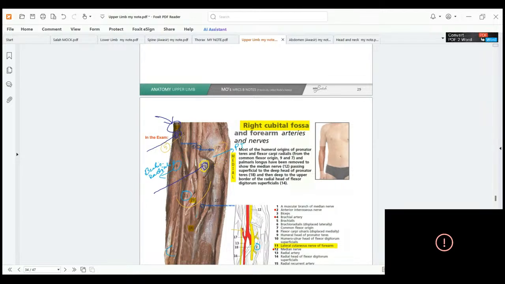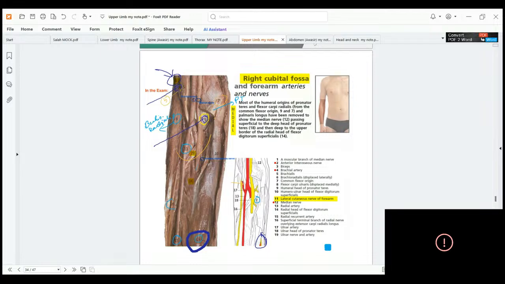Okay, this is the right cubital fossa. She's asking you about number two. Two is the anterior interosseous nerve.